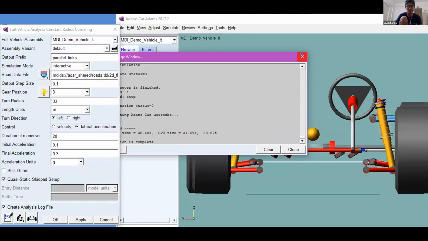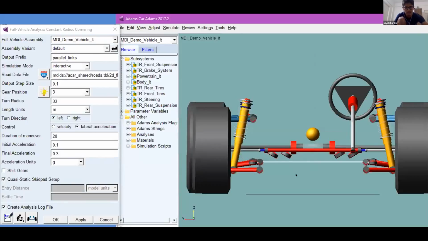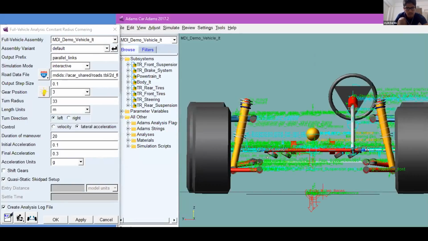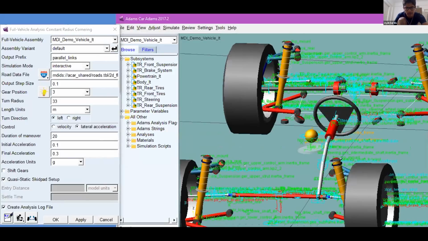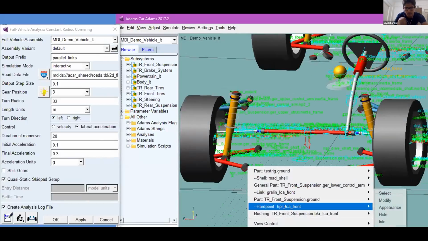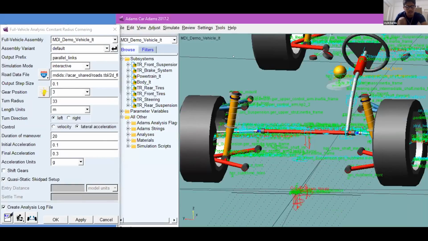Alright, so this simulation is almost done. Let us vary this point. So let us vary the lower links. So in Adams, these are called hard points. What you can see over here is the LCA front hard point. Let's modify that.